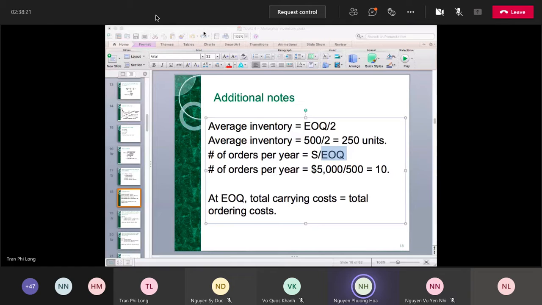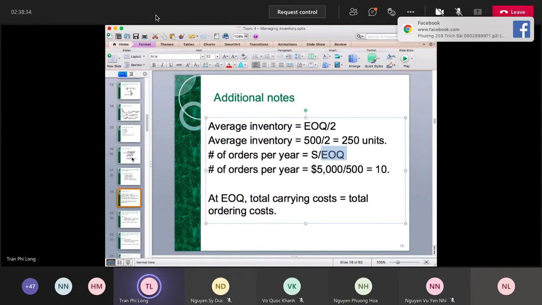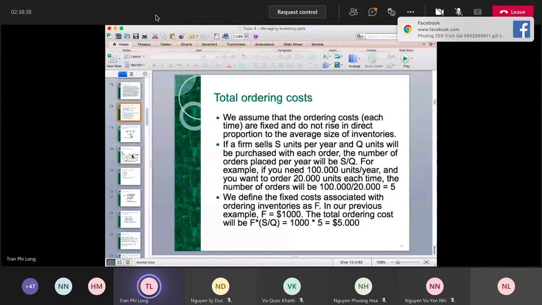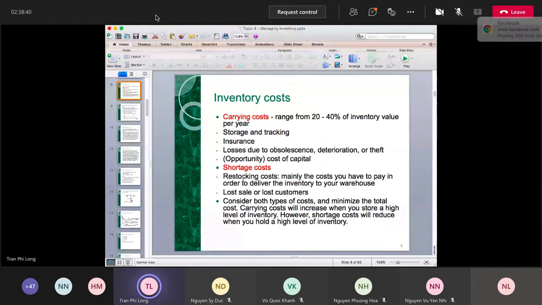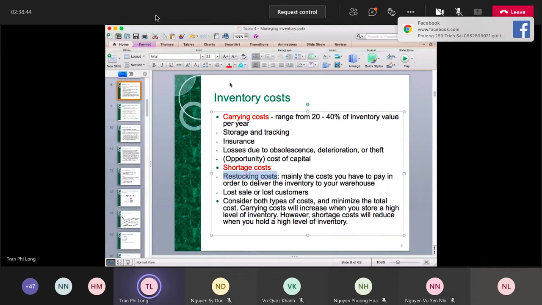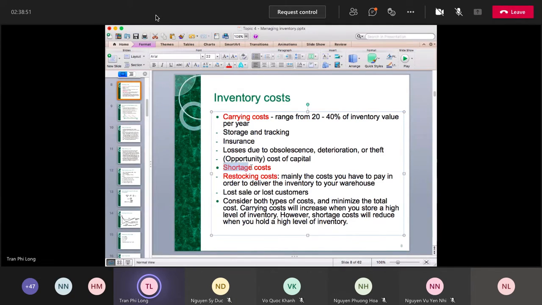The ordering cost is the other name for the shortage cost? No. Oh, really? I see what you mean. The ordering cost, you know. Okay, I will go back to this slide. You have a very good question. Honestly, the ordering cost refers to this cost, okay? But in this case, you can say that the ordering cost equals the shortage cost.